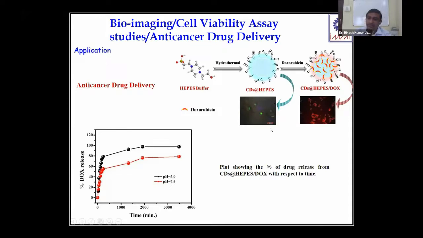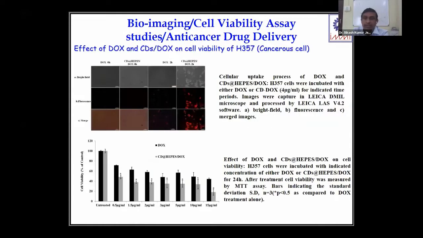We modified the surface with some kind of interactions, such as amine groups and OH groups, with hydrogen bonding. After successfully modifying the drug onto the carbon nanodots, we also studied the drug release behavior at different pH. Then we studied the cell behavior using a cancerous cell line, and he studied this.